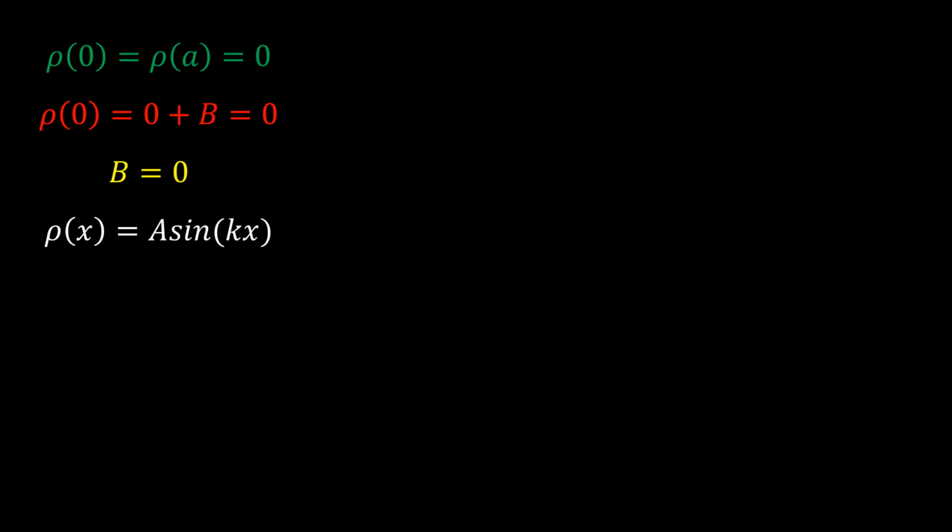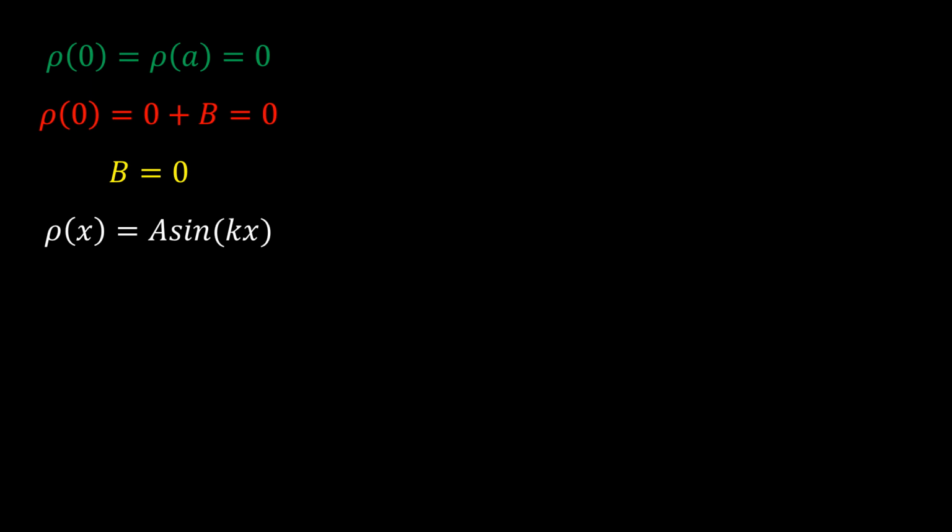We require the wave function to be continuous so that, since it is 0 outside the box, it is also 0 at the boundaries of the box. That is, just before you get in. So, rho of 0 is equal to rho of a, which is equal to 0. So, rho of 0 is equal to 0 plus b, which is equal to 0. Thus, b is equal to 0. The equation thus simplifies to this, with only the sine term.